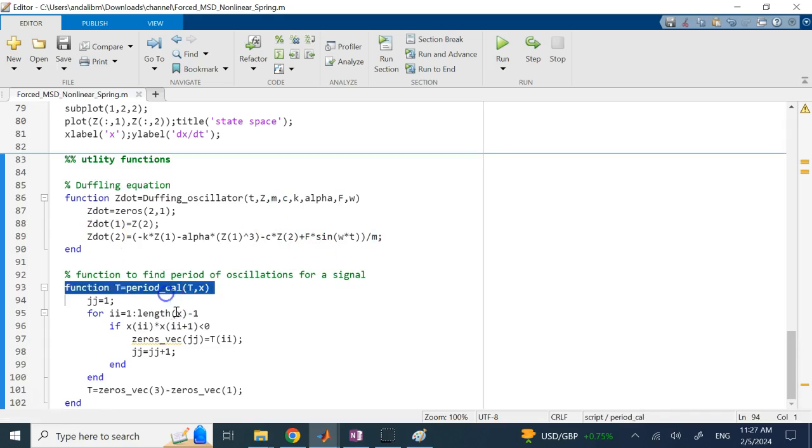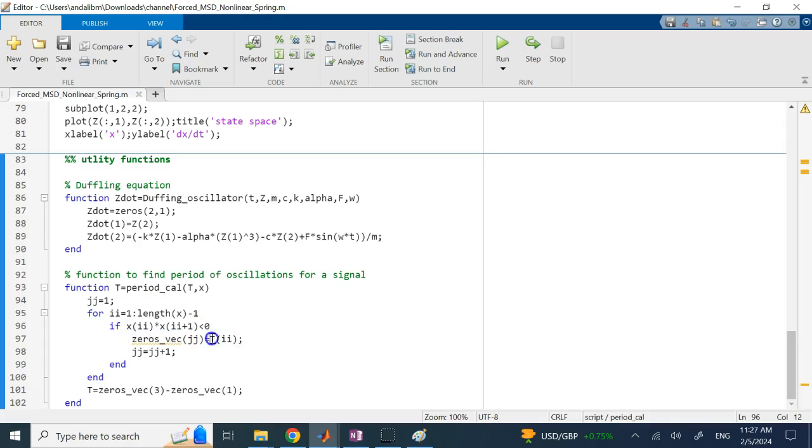And this is the utility function for finding the period. So it goes through the signal and it looks at all the places where the value of the signal at each point times the next point of the signal is negative, which means you are crossing a 0.